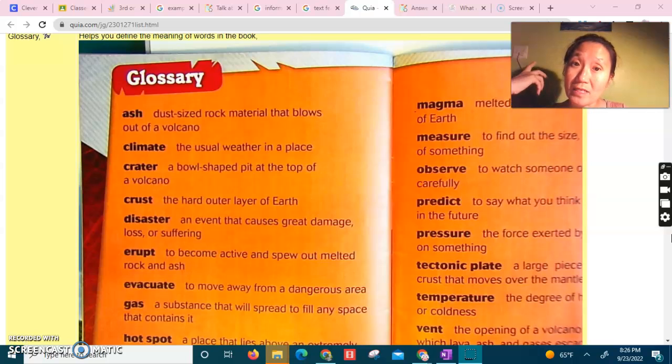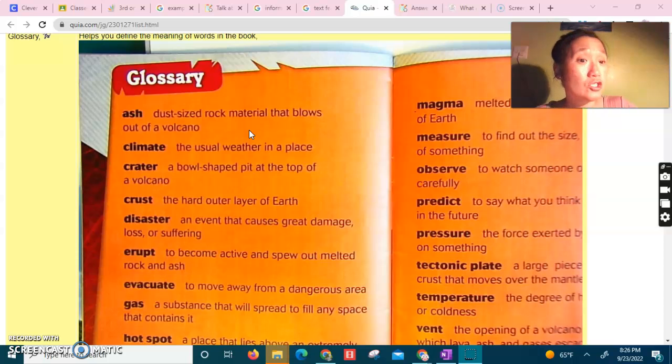So this one here is actually a picture from an actual book, but as you can see, this is a glossary from a book, taking a picture. So, do you see the big dark black word right here? Ash. And then it gives the definition. Dust-sized rock material that blows out of a volcano. That's the definition. So you use a glossary to define a word.